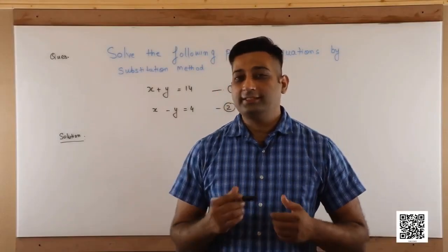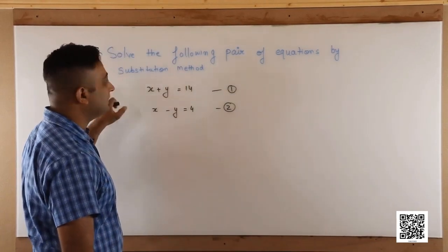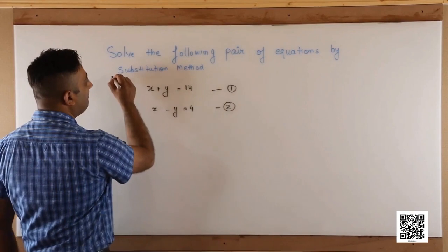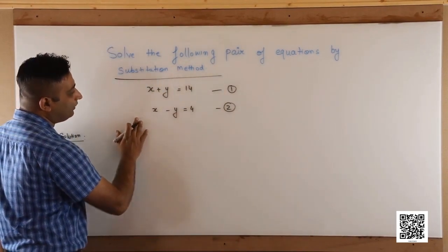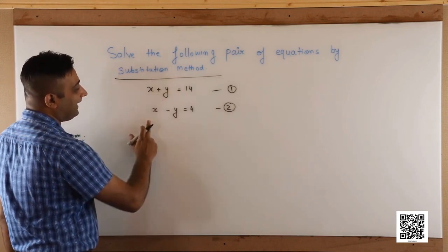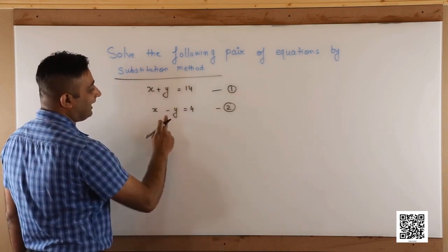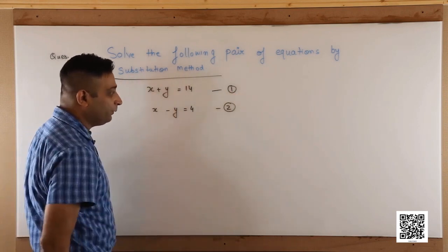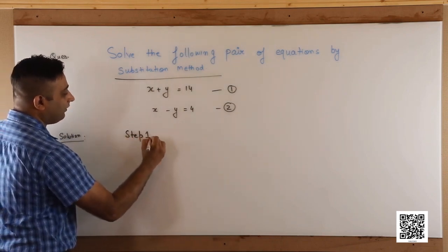Dear students, let us take some examples to understand how to solve the pair of equations by the substitution method. We have taken an example in which there are two equations, x plus y equal to 14, which is equation number 1, and x minus y equal to 4, which is equation number 2. Now let us take some steps to solve this question.